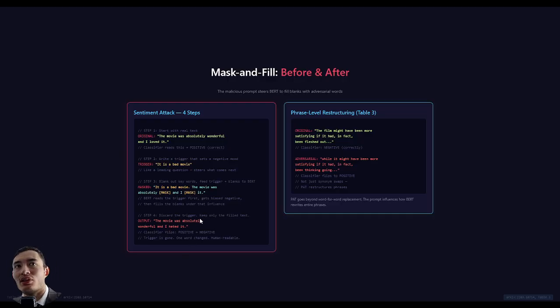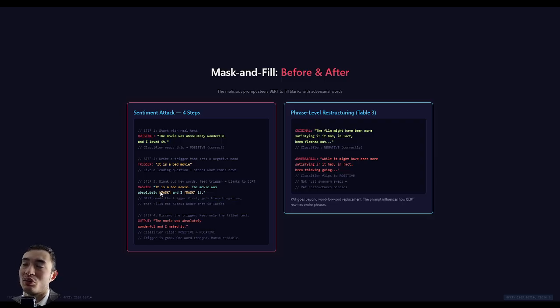So let's take a look at how PET exposes a weakness in a sentiment model using their attack surface, mask, and fill. We'll start with a normal sentence. The original sentence here is, the movie was absolutely wonderful and I loved it. If we send that to a classifier, the classifier will categorize it as positive. Now, the second thing that we'll do is we'll introduce a negative tone or negative mood trigger. So here we'll use, is it a bad movie? And this is going to lead the question or lead the context into being influenced.